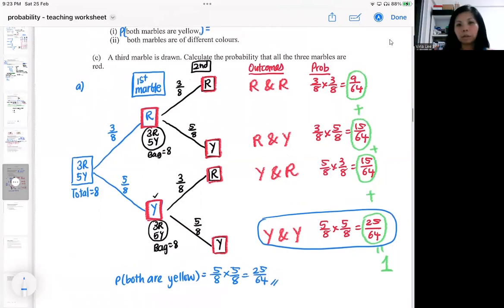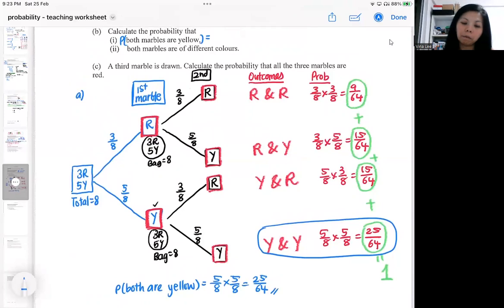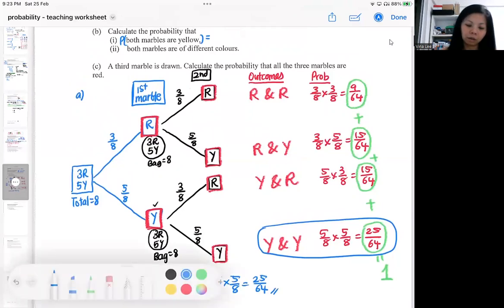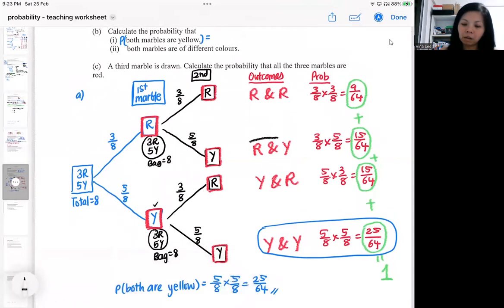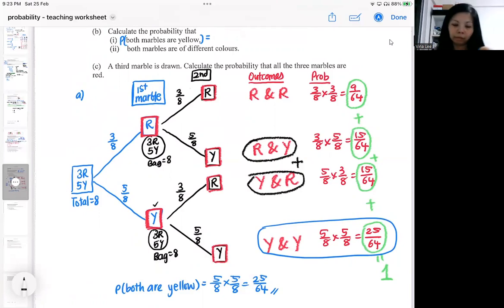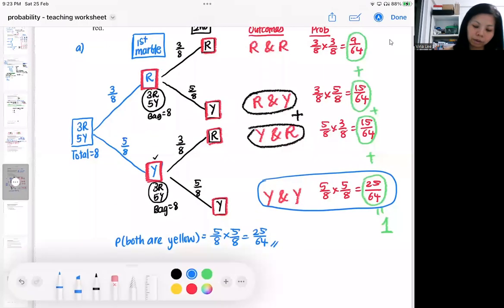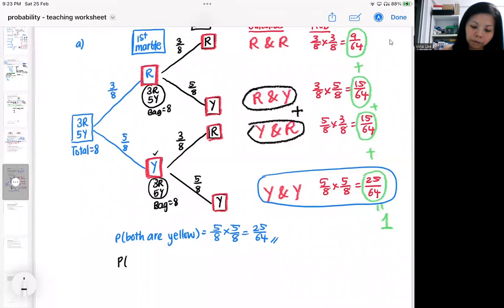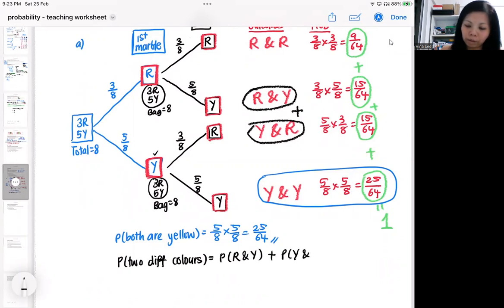Then the next probability: both are different colors. You look at the outcomes. Which are the outcomes where you get different colors? There are 2 situations where you can have 2 different colors, so you've got to add up the 2 situations. The probability of 2 different colors will be the probability of red and yellow, or the probability of yellow and red. Essentially, I'm adding up these 2.